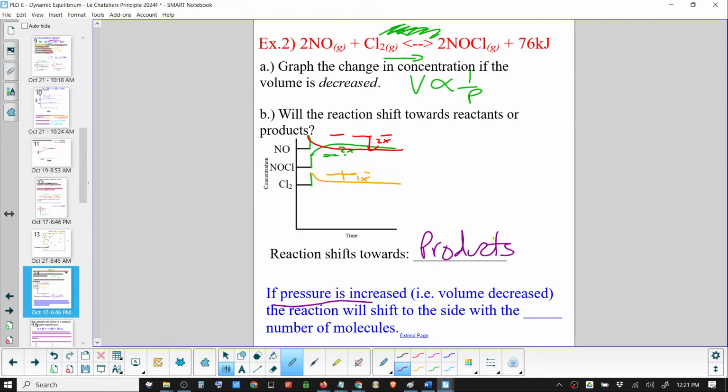Oh, if the pressure is increased, we want to go to the side with the fewest. And it doesn't matter what their identity is. It's just a matter of the fact that we have 3 on this side and 2 on that side. And energy is not a particle, so it doesn't get counted. So that's just the rule.